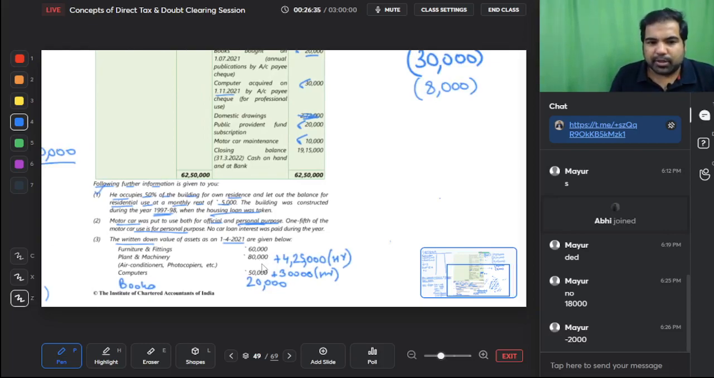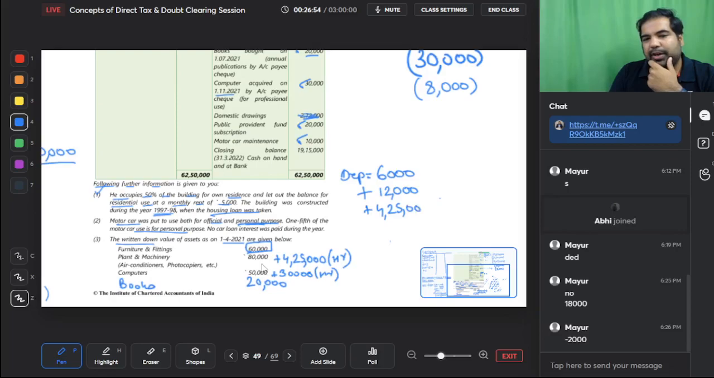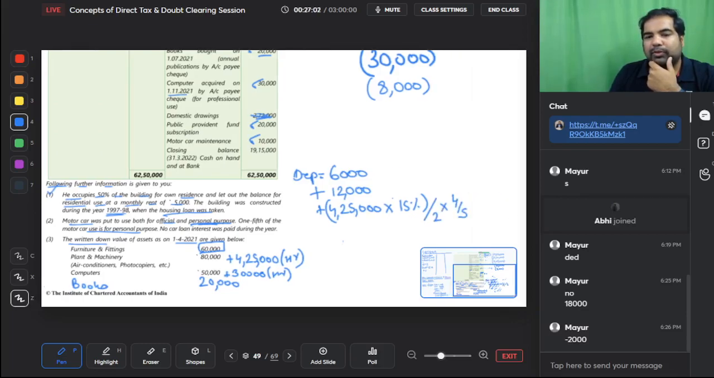So guys, let's see depreciation. Depreciation on furniture will be 10%, that is 6,000, plus on plant and machinery on 80,000 it will be 15%, so it will be 12,000. On 4,25,000, I'm not doing the calculation, I'm just writing it. 4,25,000 into 15% divide by 2 into 4/5. Why? Because 1/5 will not be allowed. Computers, on 50,000 you will get entire 40%, and on 30,000 you will get only 25%, and books you will get 40%. This is how you will calculate depreciation.